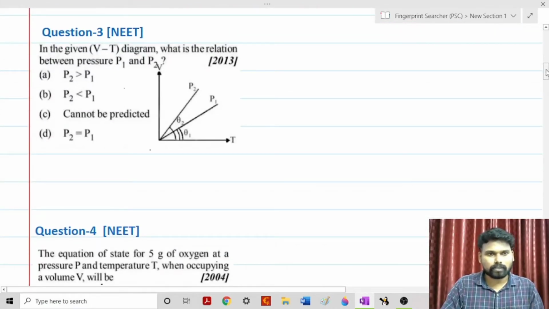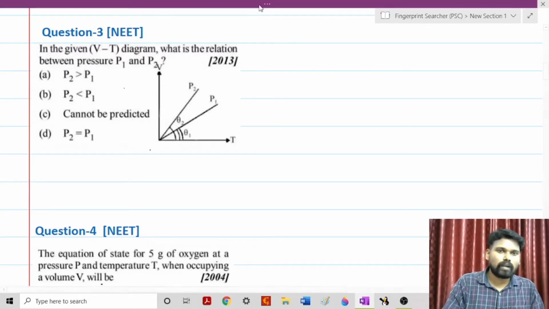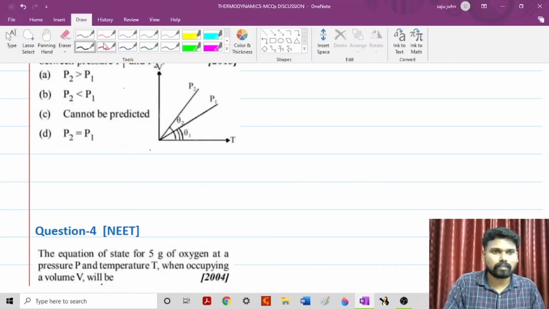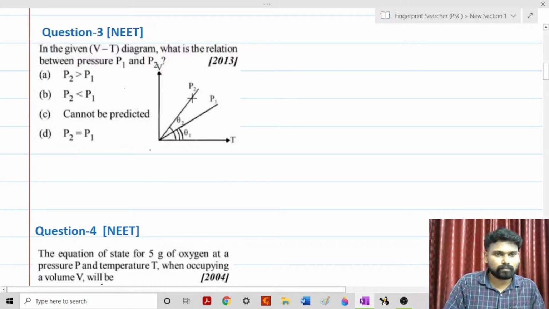It is a NEET exam question. In the given VT diagram, what is the relation between pressure P1 and P2? You can see the options: P2 greater than P1, P2 less than P1, cannot be predicted, P2 equal to P1. So what we have to do in this question is that you can draw an isotherm. Isotherm means constant temperature line. This is a constant temperature line.